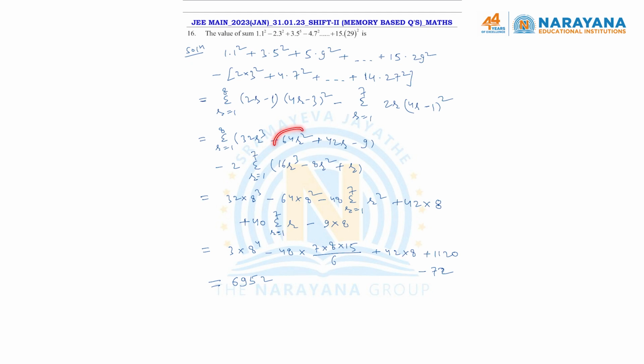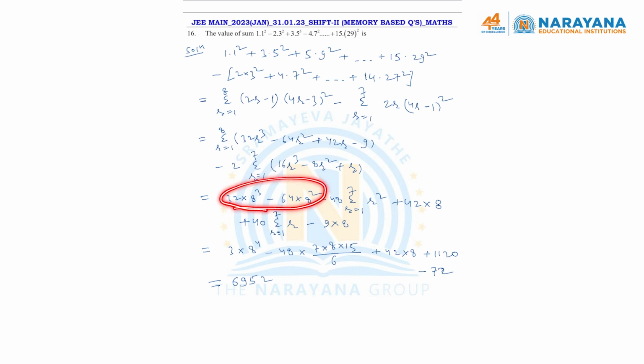Then similarly for r equal to 8, we have written its value, minus 64 into 8 square. For the remaining r equal to 1 to 7, we can subtract the corresponding r square terms. So minus 64 and plus 16, so minus 48 will come. Similarly for the r terms, again for r equal to 8 we have written separately, and for r equal to 1 to 7 we'll club this one and this one together, and at last minus 9 into 8, this constant term.